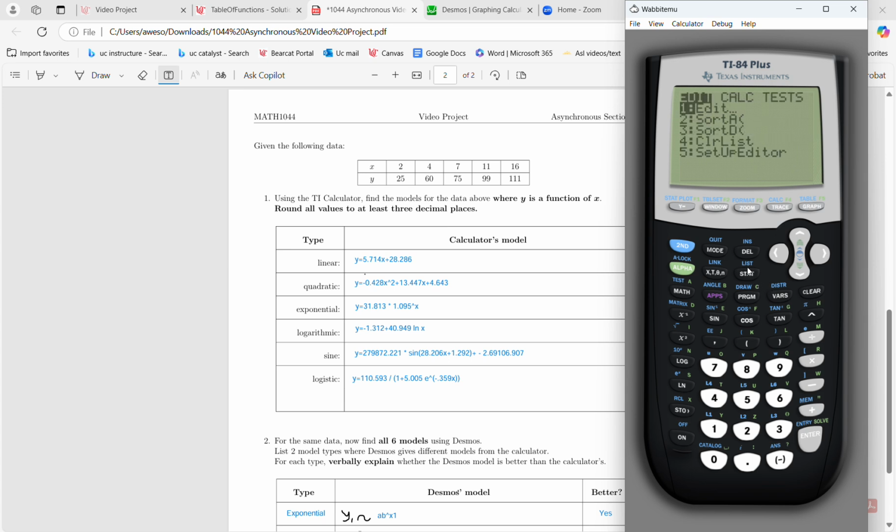Then go back. Then for quadratic, I went down to QuadReg and then calculate. Then I used a, b, and c and put it into y equals ax squared plus bx plus c. Then for exponential, down to ExpReg and then calculate. And then I used the a and b and plugged it into y equals a times b to the x power.